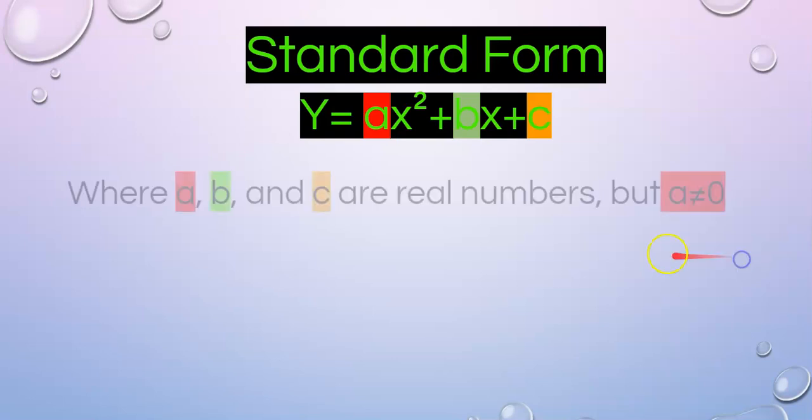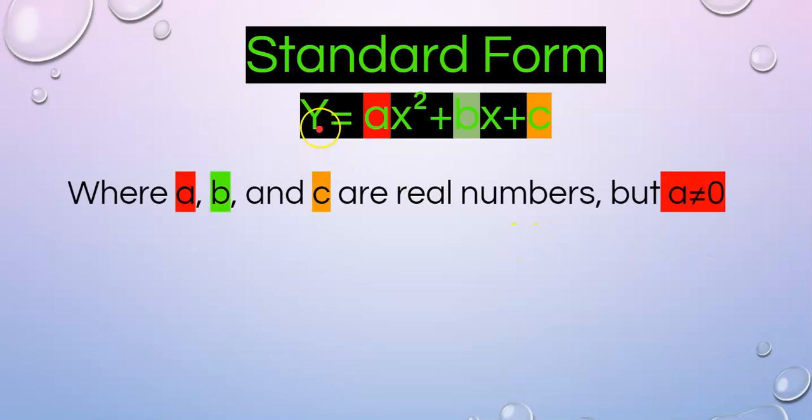All right, so the standard form is written as y equals a times x squared plus bx plus c, where a, b, and c are what we call real numbers. But a cannot be equal to 0. This is very important that we understand that. So a cannot be equal to 0 if it is a quadratic equation. Now, some of you are probably thinking, why can a not be equal to 0 if it is quadratic?